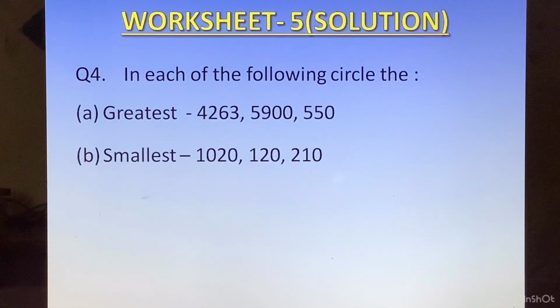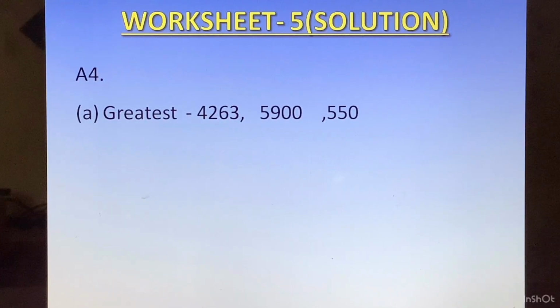Question 4. In each of the following, circle the greatest. A part: here the numbers are 4263, 5900 and 550. So we have two 4-digit numbers and one 3-digit number. So for the greater number it has to be one of the 4-digit numbers. Now we look at the first digits. We have 4 and 5. 5 is greater than 4. The greatest number is 5900.